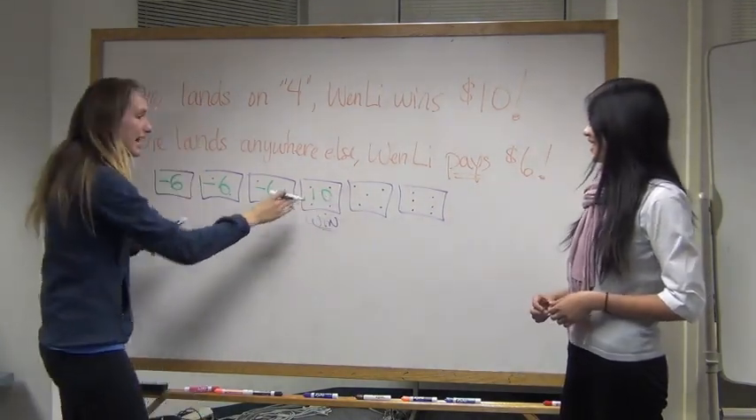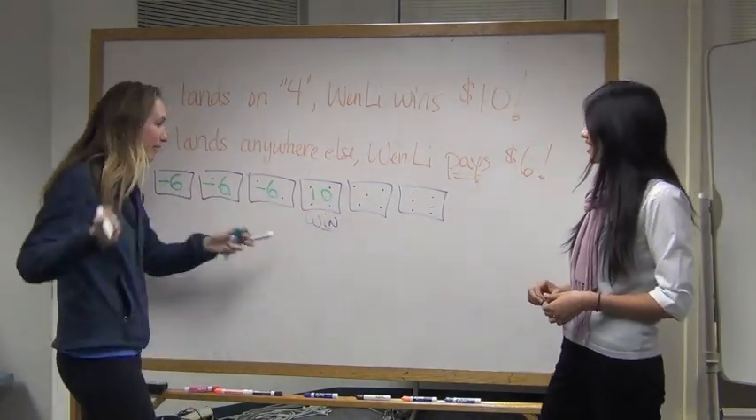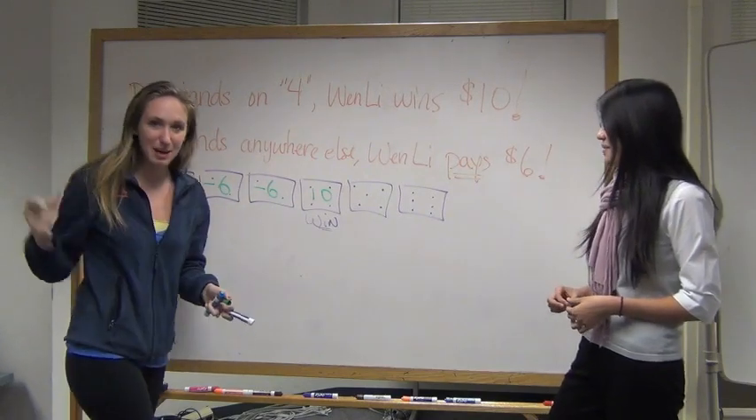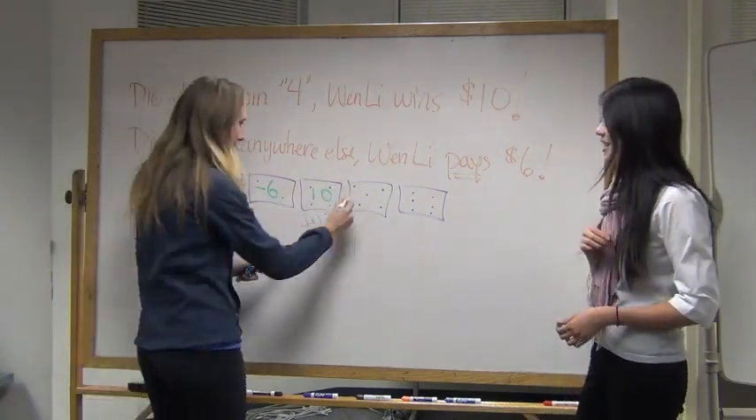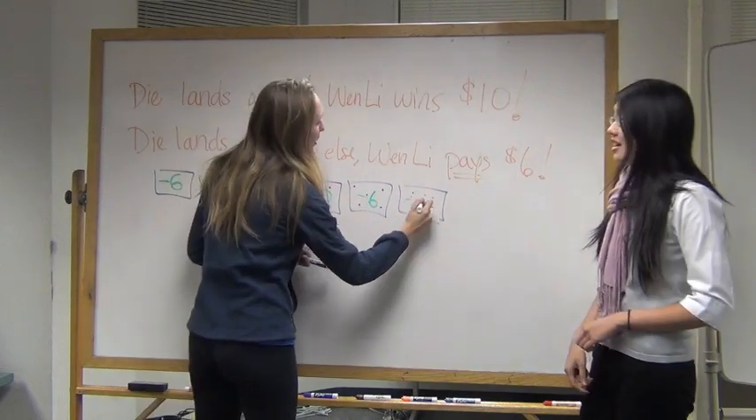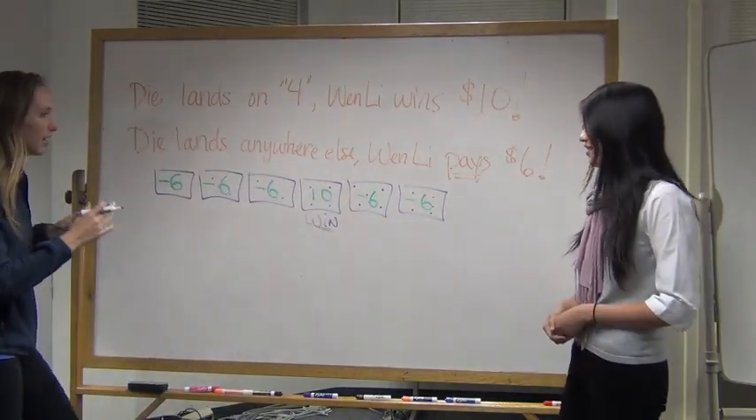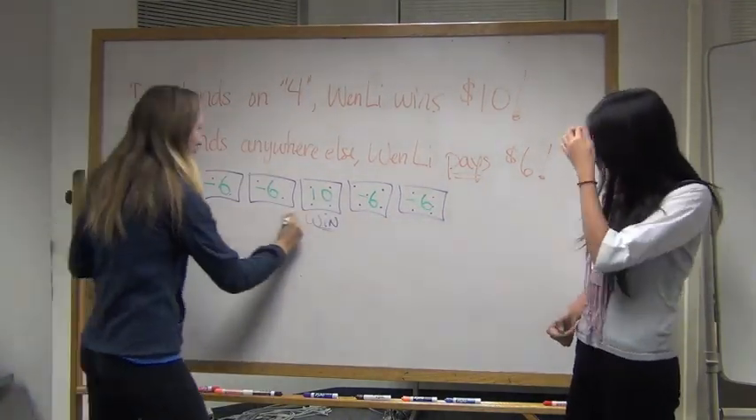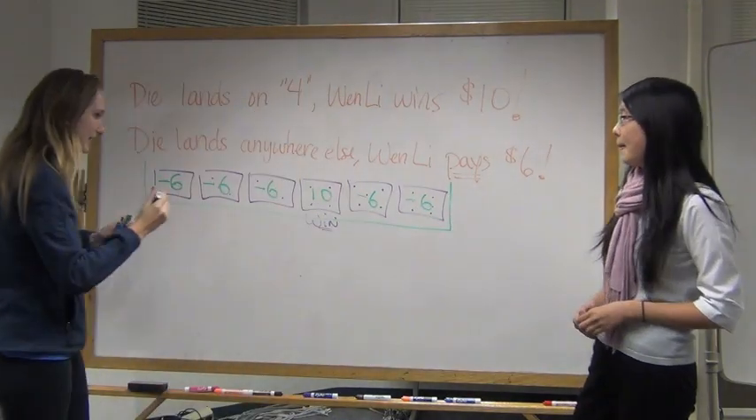There it is. So I want to make that ticket say $10, so that when I pull that from my box, I know that Wenli gets paid $10. How about here? A negative six again. And another one. Okay. Negative six. So there is my box, essentially, my box with these six tickets.